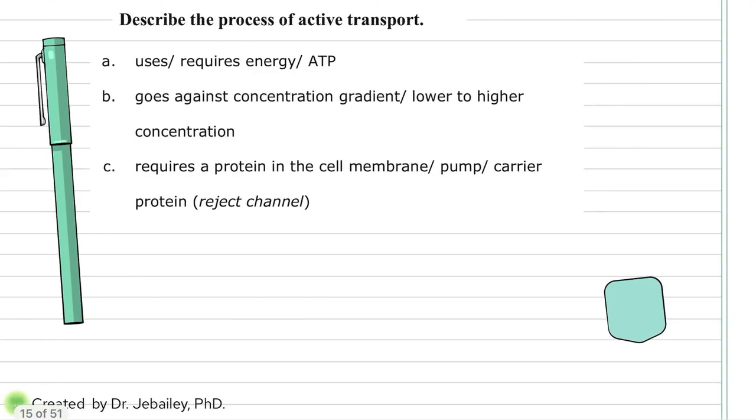Next, requires a protein in the cell membrane. In this case, I wouldn't even say protein. I would say it requires a pump. Do not choose channel here. And it says so clearly, because channel is for facilitated diffusion.